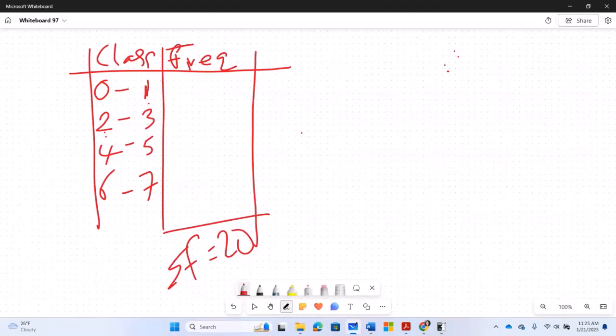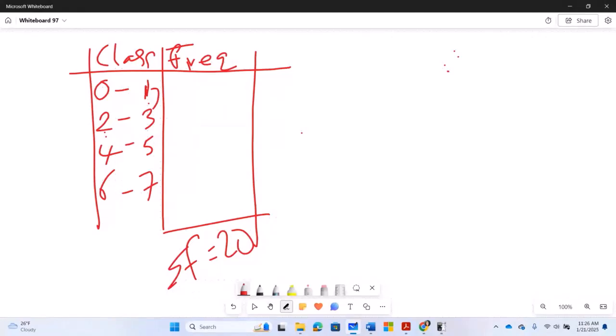And by the way, another way I can check is that the differences between the consecutive upper limits will be the class width also. 3 minus 1 is 2. 5 minus 3 is 2. 7 minus 5 is 2. So, how did you know the class width is 2? And so, the difference between consecutive lower limits is equal to class width. The difference between consecutive upper limits is equal to class width. So I have built my classes already.